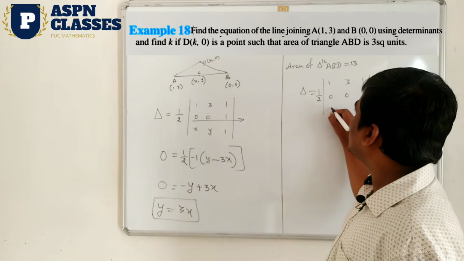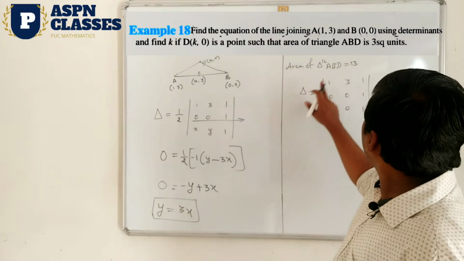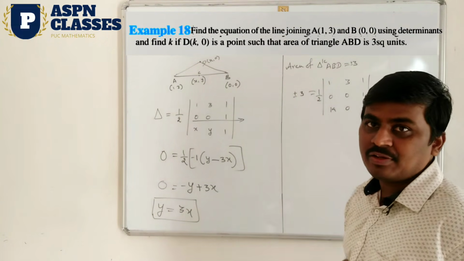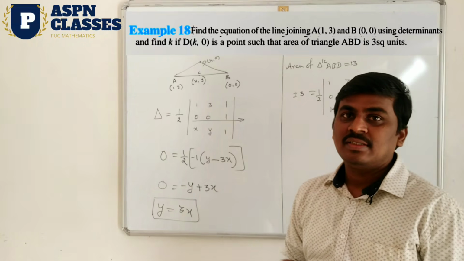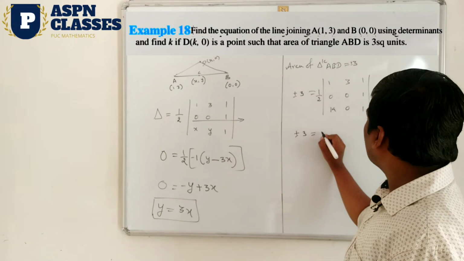Okay, so D means what is the answer? K comma 0. Now you have to find out the k value. Delta value is what given here? 3, no? So plus or minus 3, how to take it. Why do you take plus or minus? I think you understand this. Okay, so next thing is what? 3 as it is, you write here 1 by 2.